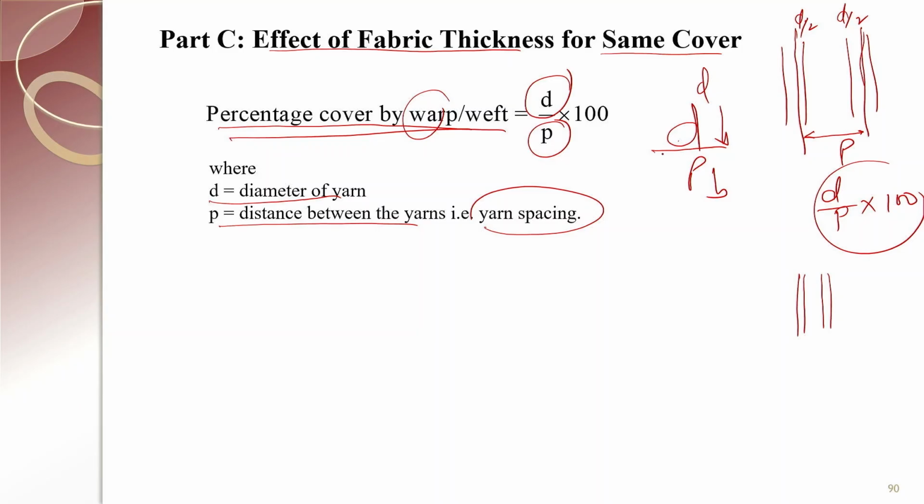And why do we want to change the diameter of yarn by changing the yarn count? Because we want to change the effective fabric thickness by not changing the fabric cover. So, if we reduce the yarn count and reduce the yarn diameter, that will actually reduce the fabric thickness.